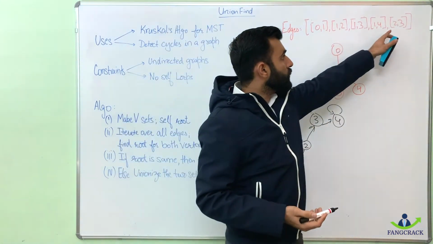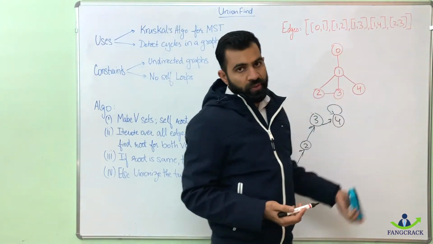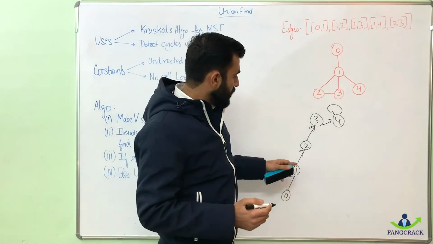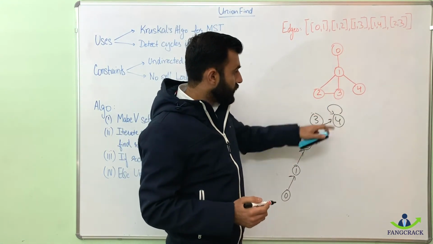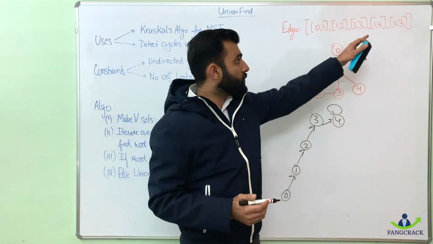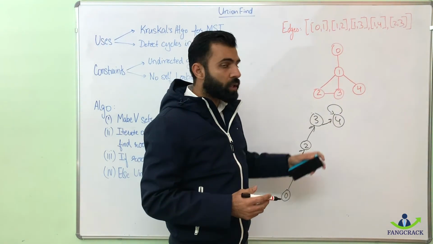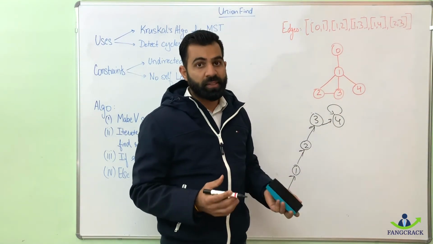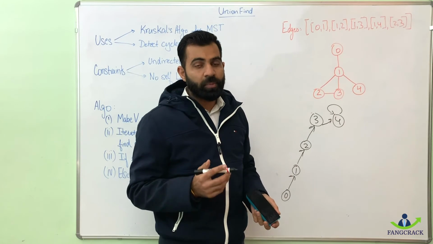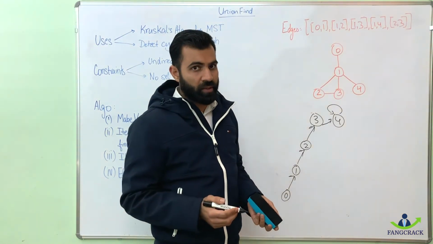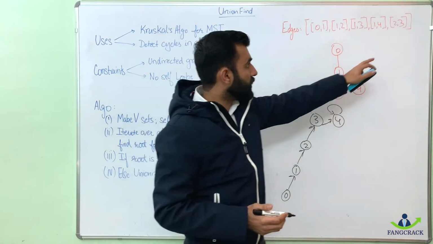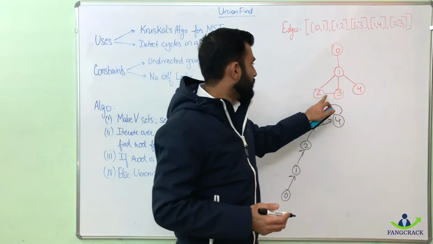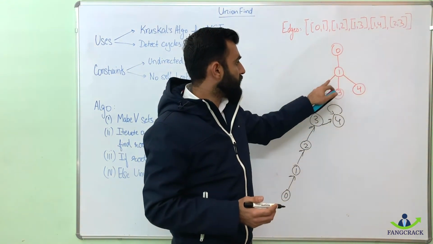So, okay, now let's move on to the next edge, 2, 3. So what is 2's parent? 2's parent is recursively 4. What is 3's parent? 3's parent is also 4. Are they the same? Yes, they are the same. What does that mean? That means there exists a cycle in the graph. Yes, of course there exists a cycle. When we go over 2, 3, yes, 2, 3 does make a cycle.